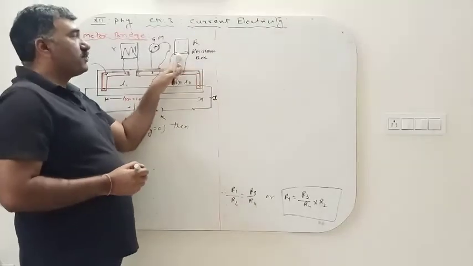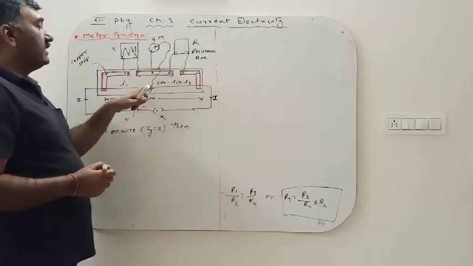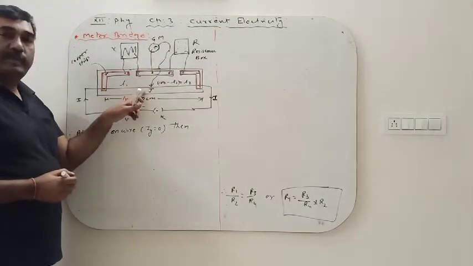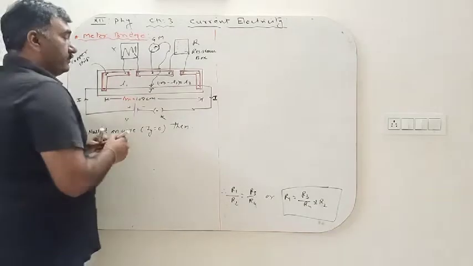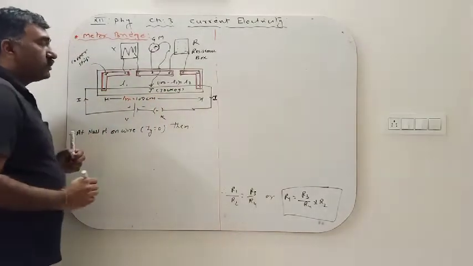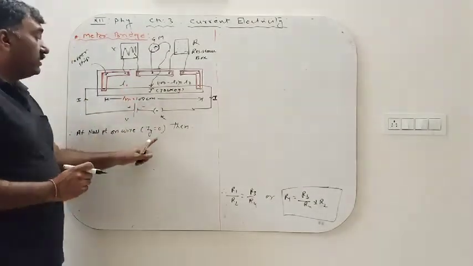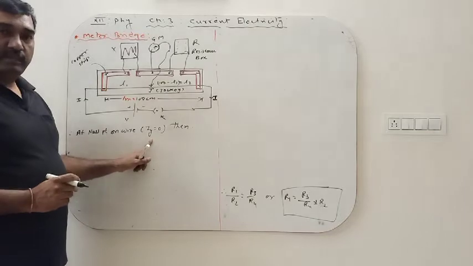This is the resistance box. Here we have the known resistance. This is the galvanometer, and with the galvanometer we have a movable key, which is also known as a jockey. The main function of the jockey is to determine the null point, a point on the wire where the current passing through the galvanometer becomes 0.